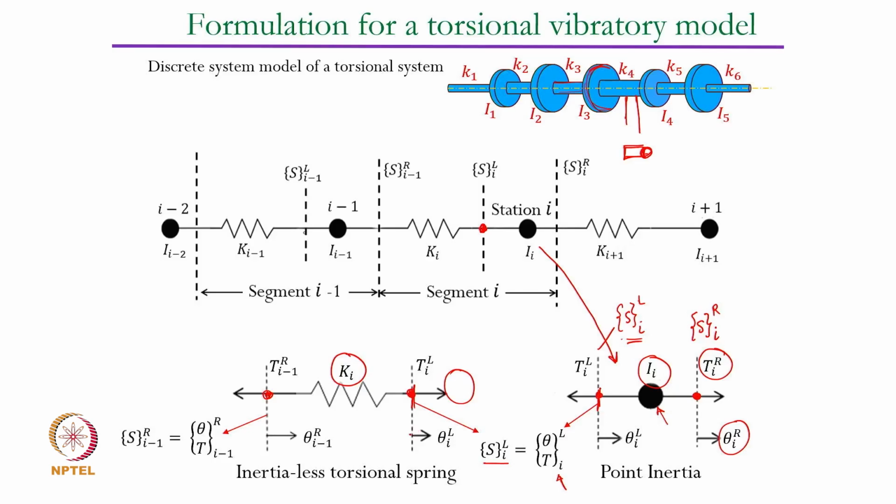Similarly, there is a twist at this location, and there is a twist here, theta R i minus 1, and together the torque and the twist, these two state variables, define the state vector. That is a very simple and straightforward process here.